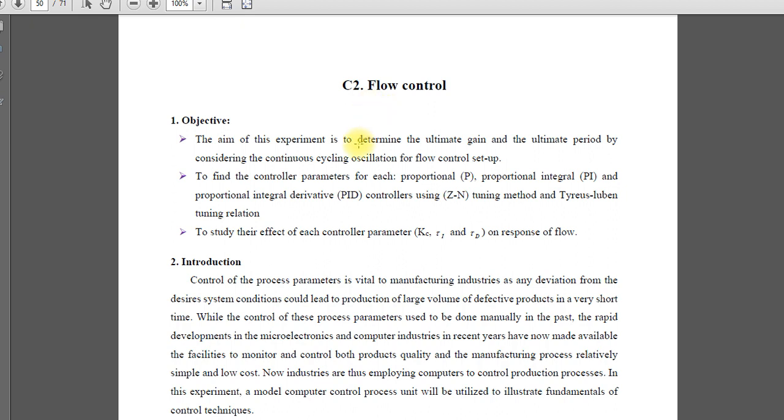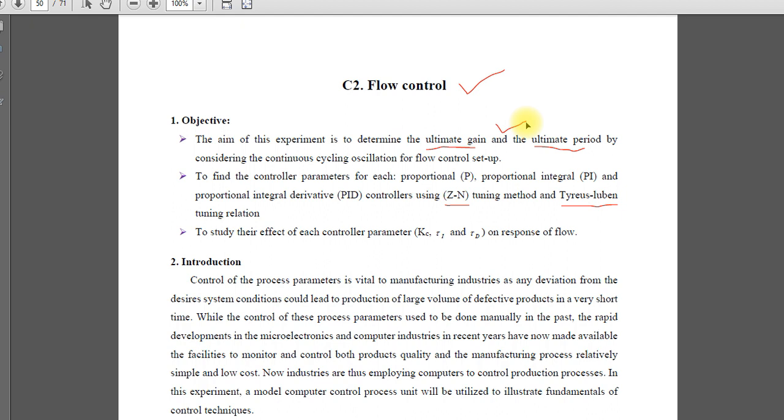Flow control experiment, as you know, the objective is to find the ultimate gain and ultimate period by considering continuous cycling. So you will use these values, ultimate gain and ultimate period, to design a controller for the process. The process is flow control. So using the Ziegler-Nichols method and the Tyreus-Luyben method, you will design PI and PID controllers, using the values you got in the first step, that is, finding the ultimate gain and ultimate period.